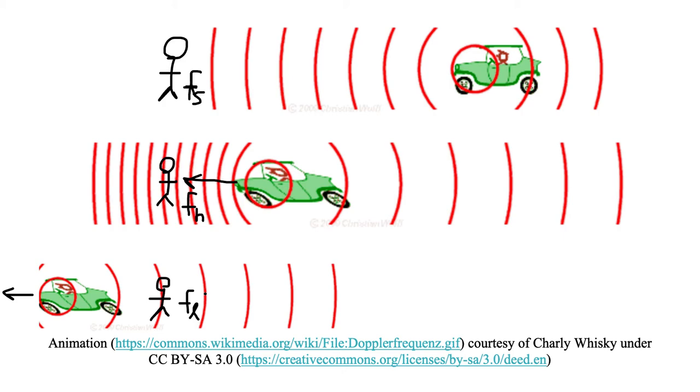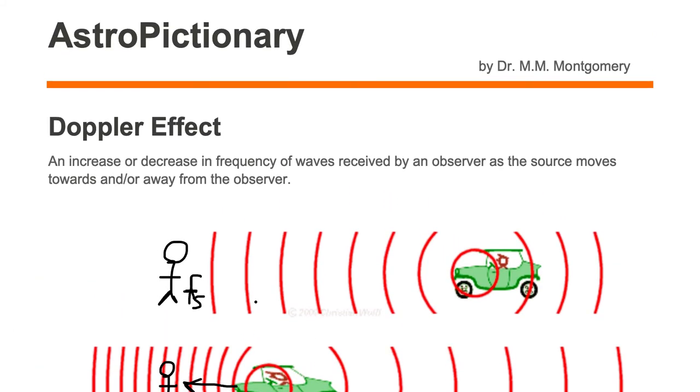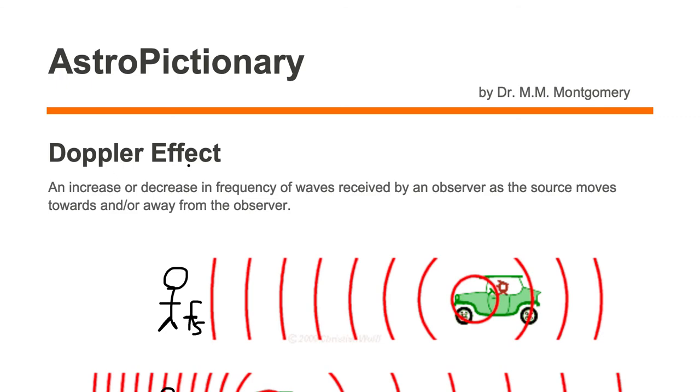The shift from stationary to a high frequency, then to a low frequency, is what we mean by the Doppler effect, and in this case, for sound. It is an increase or decrease in frequency of waves received by an observer as the source, which is the car in this case, moves towards and or away from the observer. In this case, it's only away from the observer.